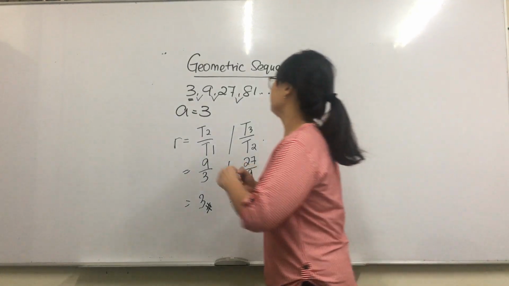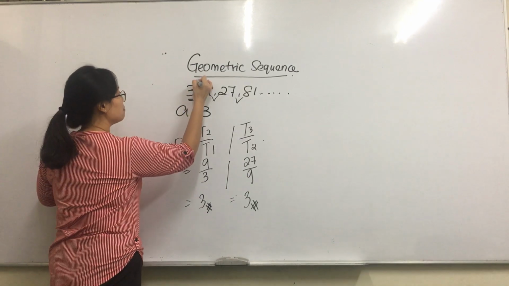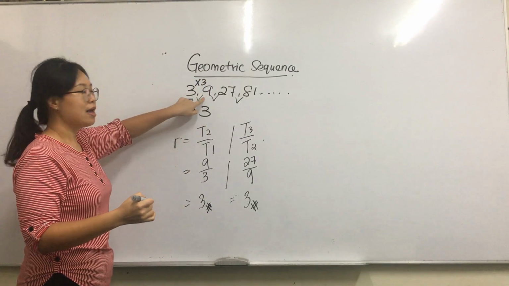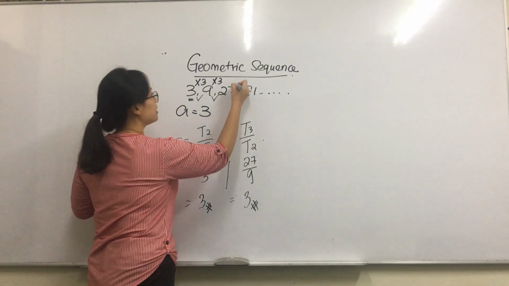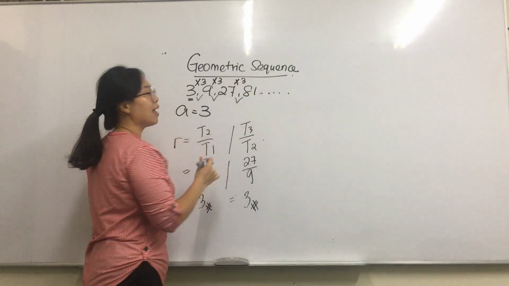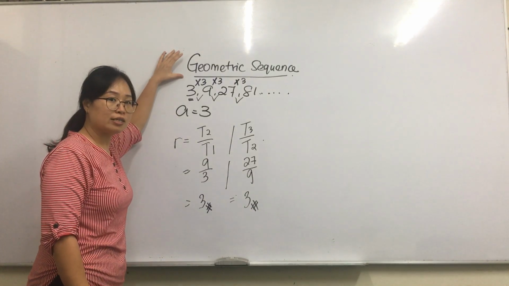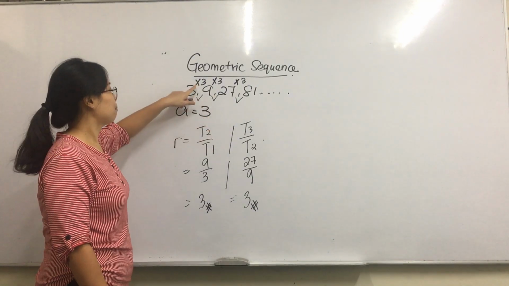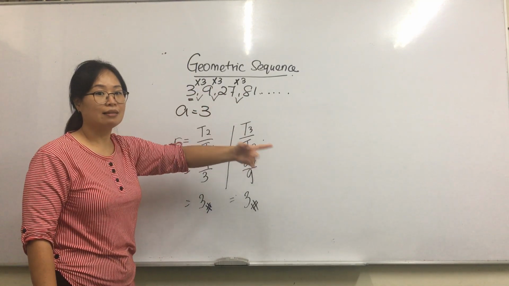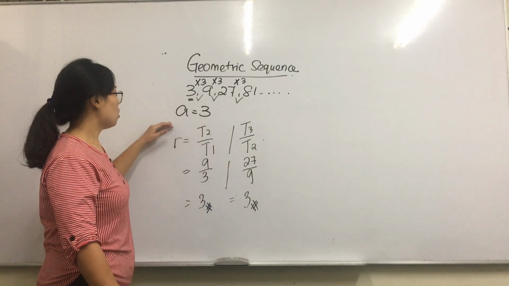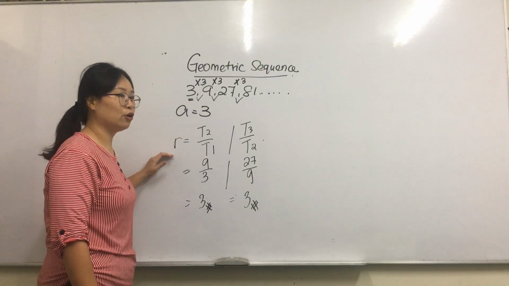Meaning to say that in geometric sequence, 3 times 3 equals 9. 9 times 3 equals 27. 27 times 3 equals 81. So this is what we call a geometric sequence. In arithmetic, plus, plus, plus. In geometric, times, times, times. Darab, darab, darab. Okay? So, you know what is your A? You know how to identify your R, common ratio.